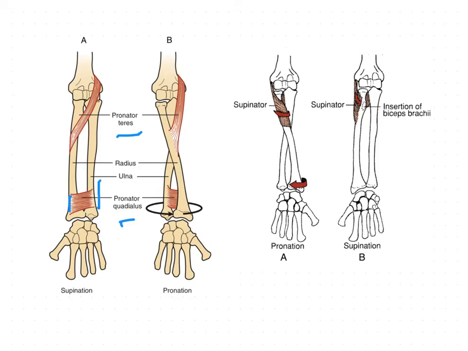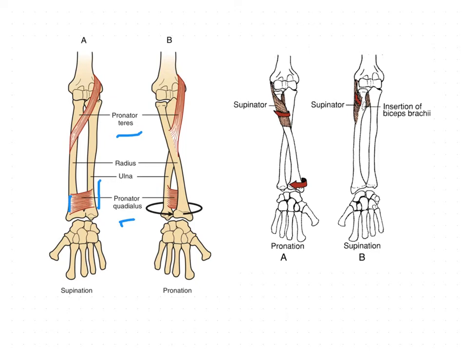And this pronator quadratus also has two heads, the superficial and deep heads. Both of these heads arise from the ulna only, and below this muscle again the interosseous membrane is present. So these two heads cross the interosseous membrane anteriorly and then insert onto the radius.